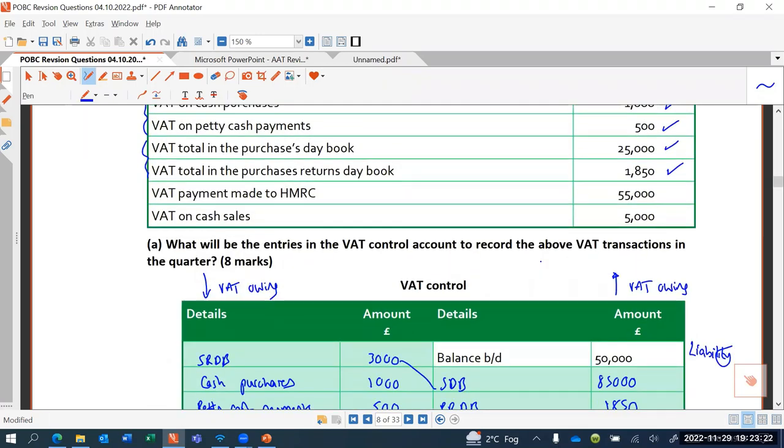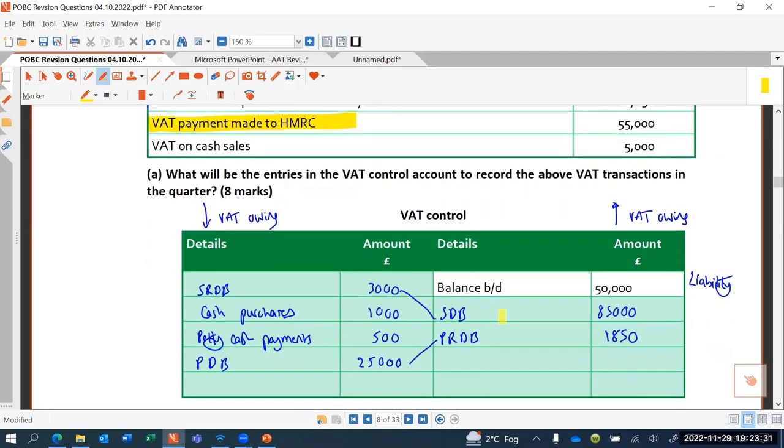Oh, we've got some more cash sales at the end. I might skip that one for now because that looks a bit messy. Let's leave that one. Let's do the easy ones. The VAT on the cash sales, well, where are all my other sales? The credit sales were over here on the credit side. So surely the cash sales go on the same side. It's just that I sold things for cash rather than on credit. But the same idea, VAT is owing to revenue and customs. So we credit the VAT control.